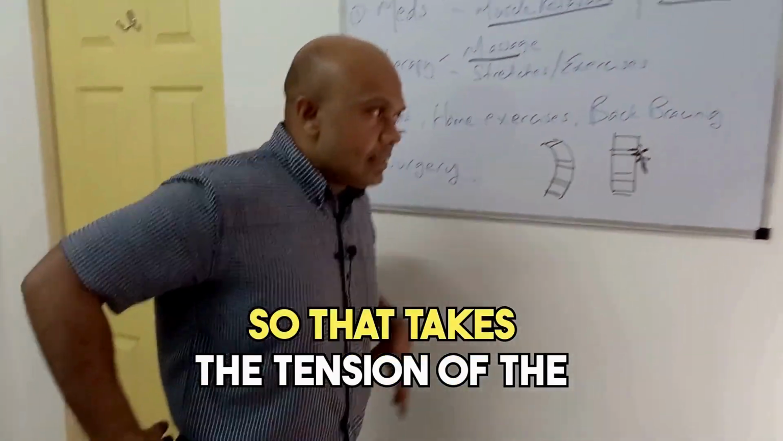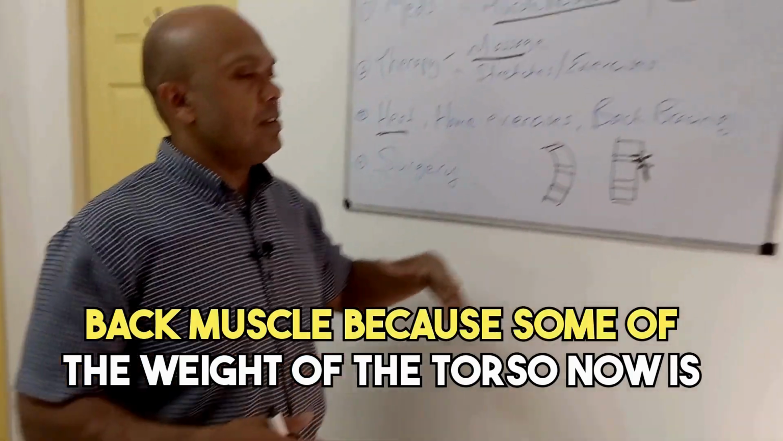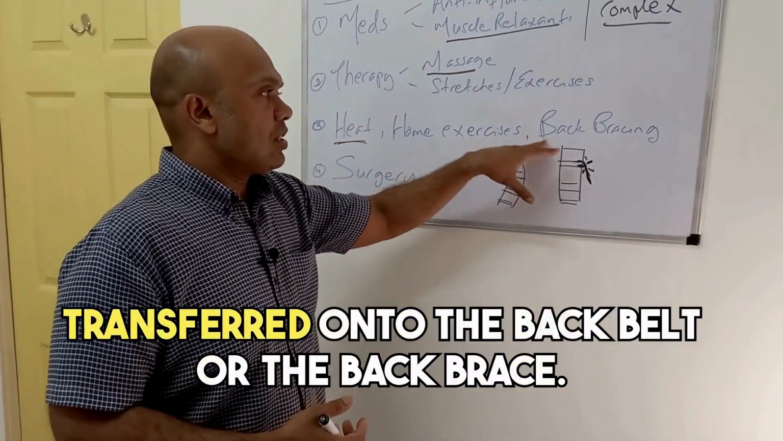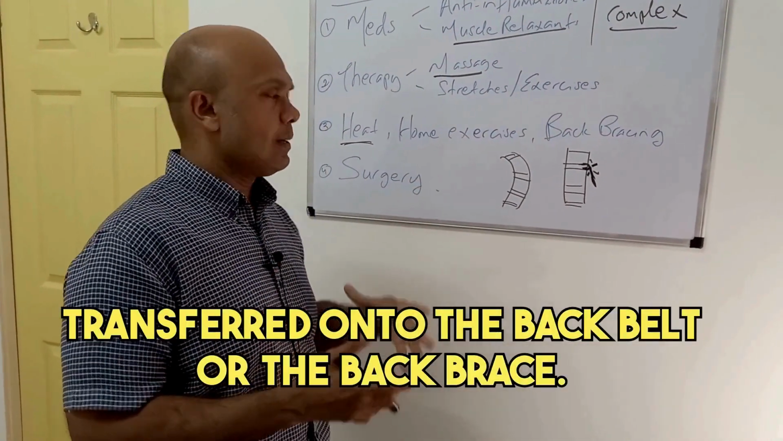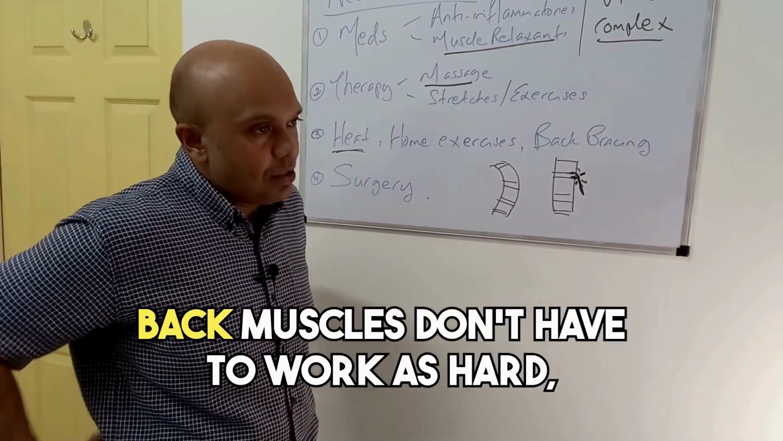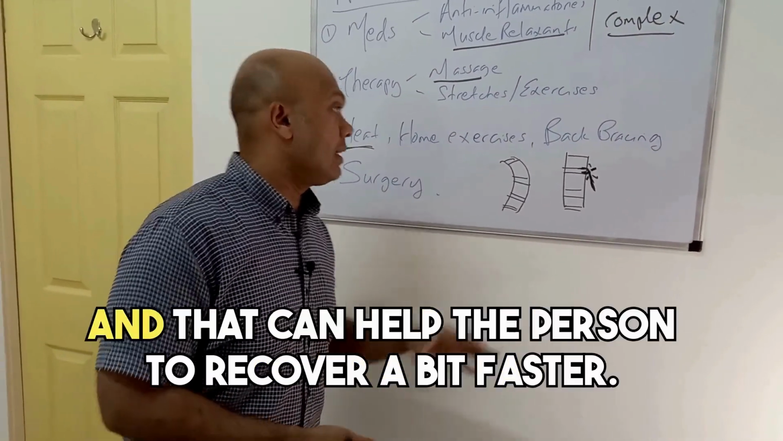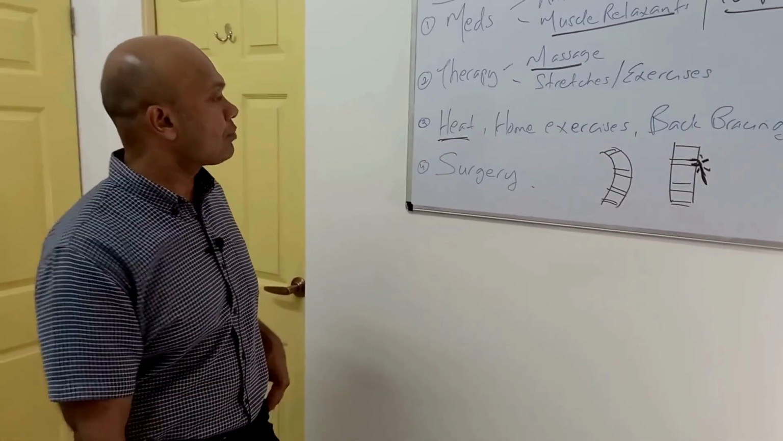So that takes the tension off the back muscle, because some of the weight of the torso is now transferred onto the back belt or the back brace. Now the abdominal muscles and the back muscles don't have to work as hard, and that can help the person to recover a bit faster.